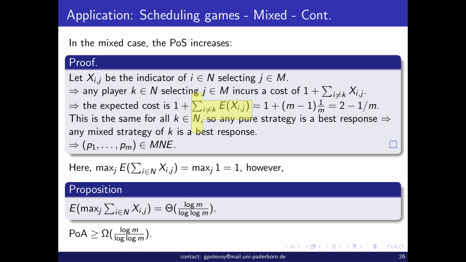So while the price of anarchy and stability, of course, was 1, the price of anarchy of the mixed game, of the mixed extension, is at least of order log m over log log m. Actually, that can be proven to be exactly this order, but again, we don't do it.